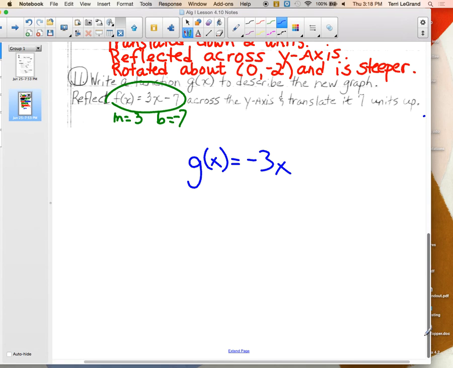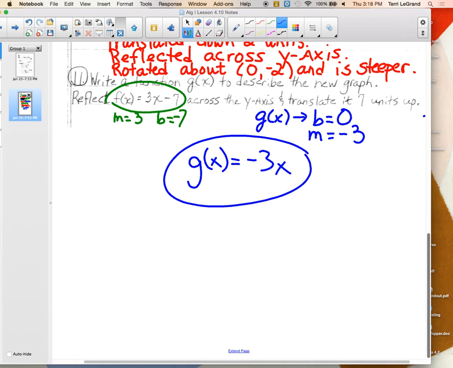Okay. Why is it that? Because we put -7, so we go up 7 units and make it disappear. So for g of x, our b value has to be what then? 0. Okay, that's the translating 7 units up. Okay. Why else? Because it has to reflect. And so the slope would be opposite. So the slope has to change to the opposite of 3, which is negative 3. So now when we write our function, we write negative 3 in for the m, 0 in for the b. When we clean it up, what do we get? That's right. There's our function for g of x.